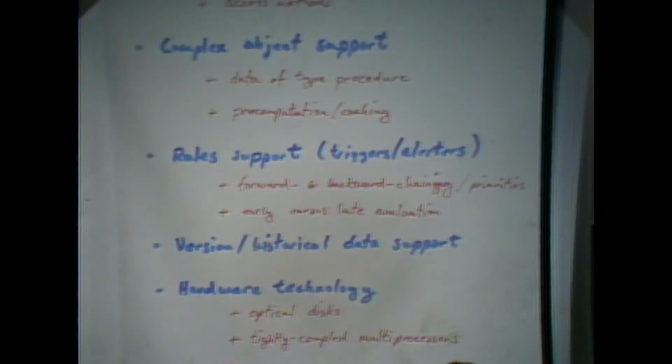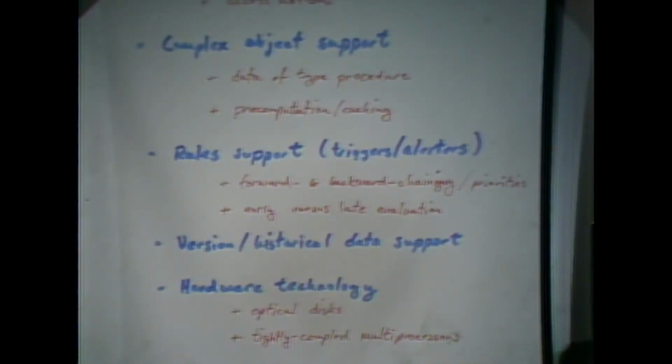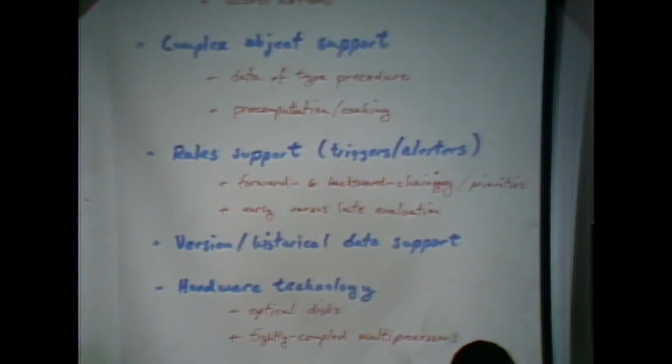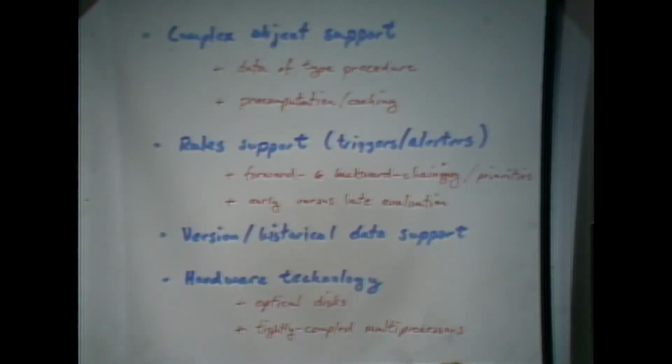Another thing in the database world that you really need is version control and historical data support. Basically, it's going to be a write-once storage system so that, in fact, you can roll the database back to a previous state and look at it, or you can ask queries that involve time series. So give me names of all employees who've gotten more than a 10% raise in the last 6 months.